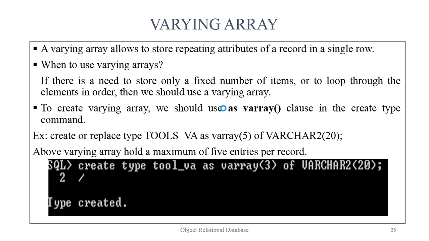The next concept is the varying array. A varying array comes under the category called collections. A varying array allows storing repeating attributes of a record in a single row. We should use a varying array if there is a need to store only a fixed number of items or to loop through the elements in order. To create a varying array, we should use the AS VARRAY clause in the create type command.